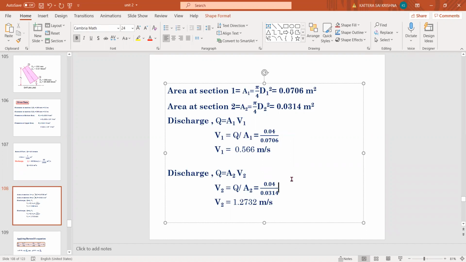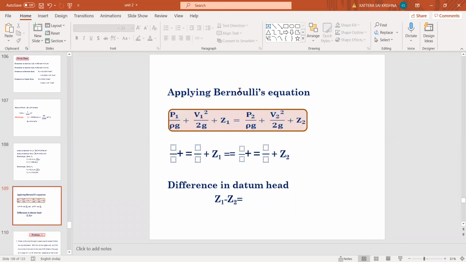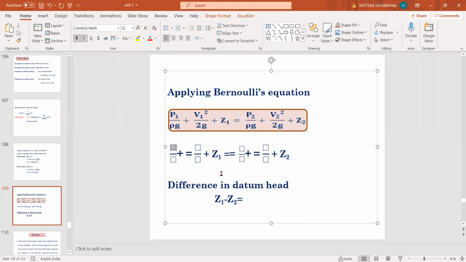Okay, so after this, we need to use Bernoulli's equation. So apply the Bernoulli's equation: P1 by rho g plus V1 square by 2g plus Z1 is equal to P2 by rho g plus V2 square by 2g plus Z2. So here we need to find the difference of these two, Z1 minus Z2. I have kept Z1 and Z2 as they are. So now substitute the value of P1.